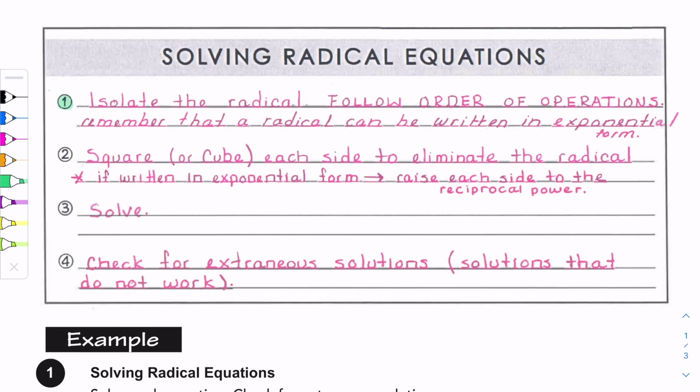So when you're doing this, you need to follow the order of operations and remember that a radical can be written in exponential form. So sometimes it's helpful if you convert between radical and exponential form. You'll see when I do that on some of the below examples.